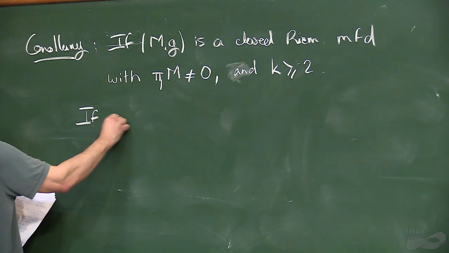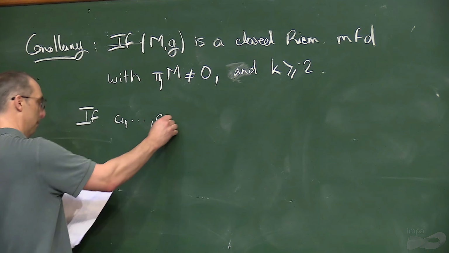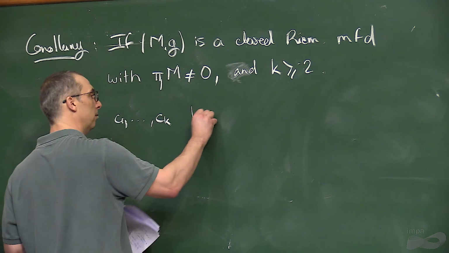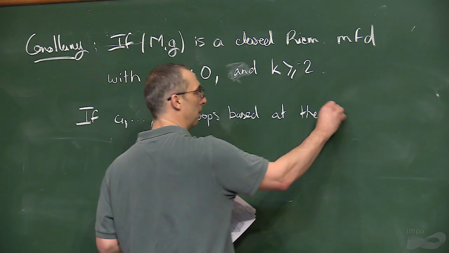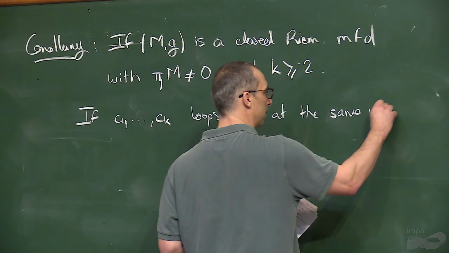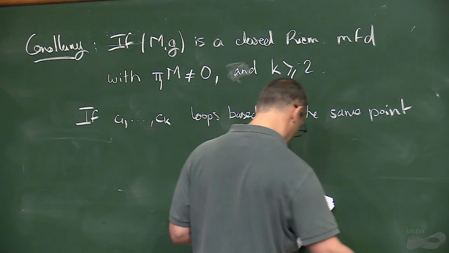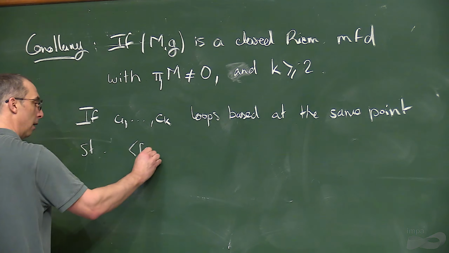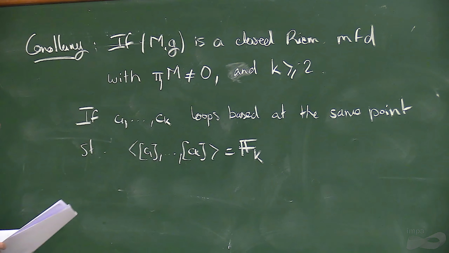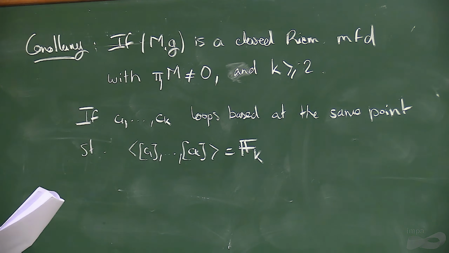if you have loops c1 to ck, so there are loops based at the same point, and such that the subgroup of the fundamental group generated by these loops is a free group of rank k. Okay, so we say that the loops are freely, homotopically independent. They have no relation in the fundamental group.